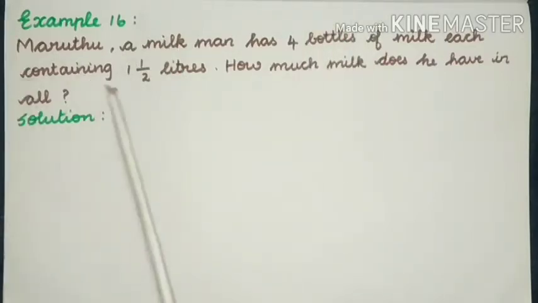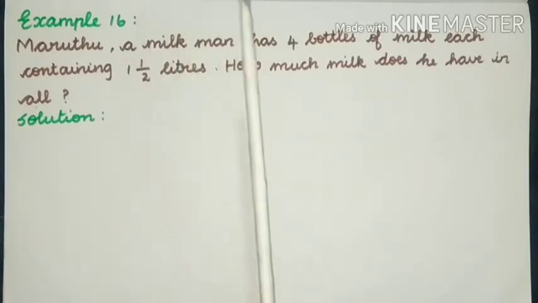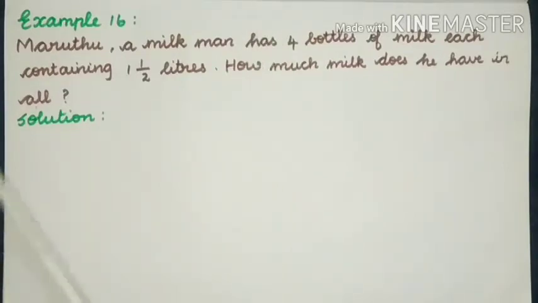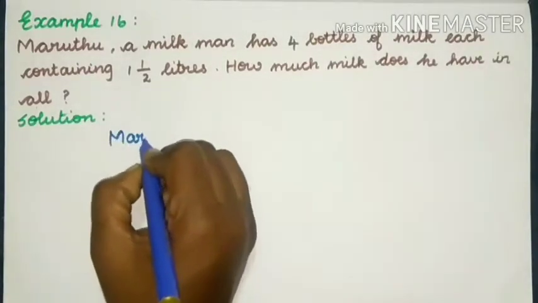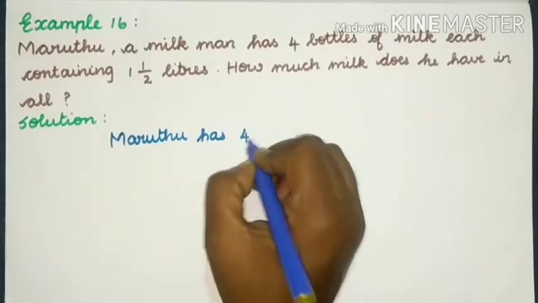Here, one bottle contains 1.5 liters. We have to find it for 4 bottles, so what do we have to do? Yes, we have to multiply the given number of bottles with 1.5 liters of milk. Let's see. Marudu has 4 bottles.